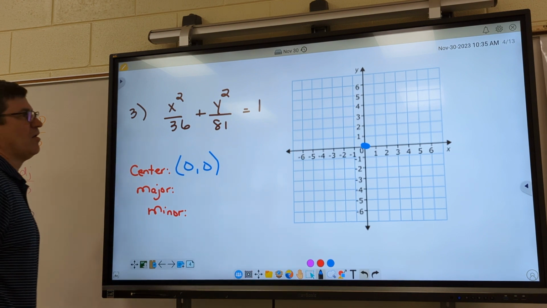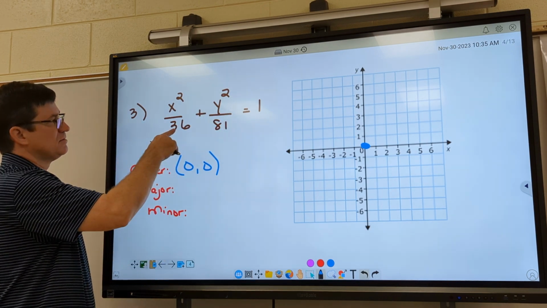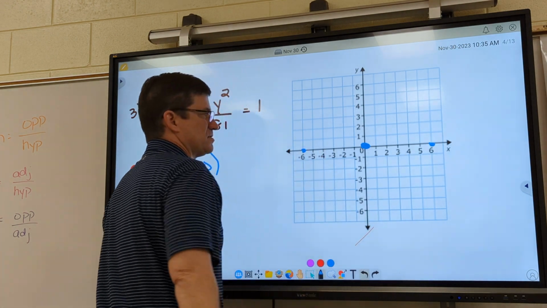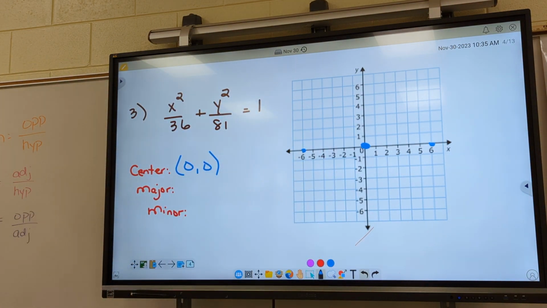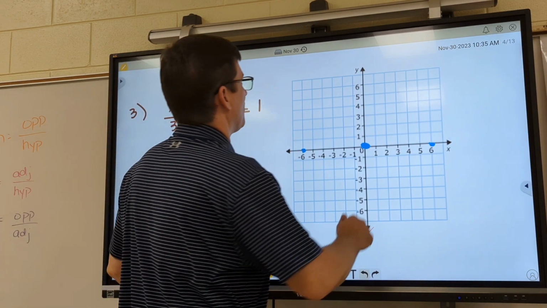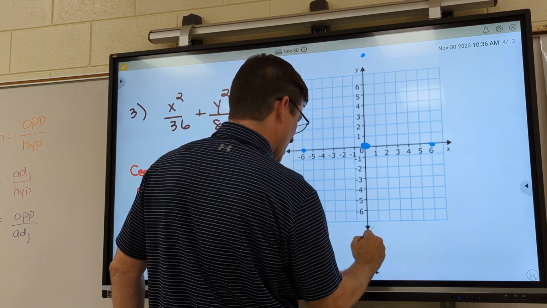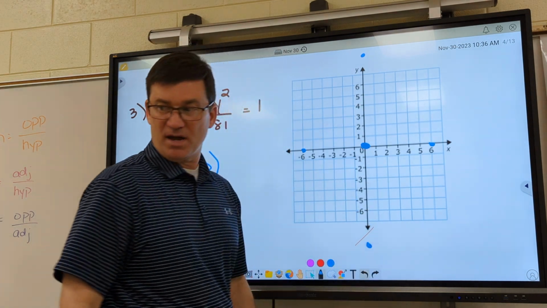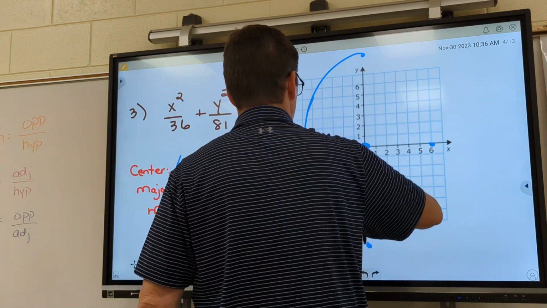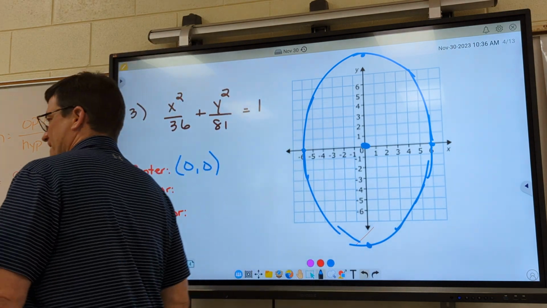All right, so now, how far do we go in each direction on the x-axis? 6. You take the square root, so I got 6, 6. How far do we go on the y-axis in each direction? 9. Wow, I don't have much space. 7, 8, 9. Y'all's probably about the same as mine. So this one's going to go off the graph a little bit. It's okay. Just graph it best you can.